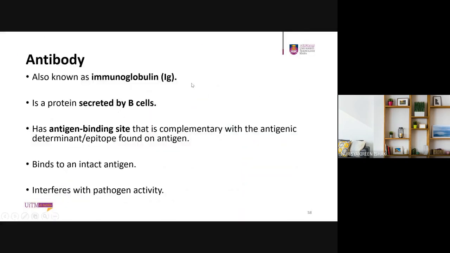So kita tengok last istilah ni, antibody. Antibody also known as immunoglobulin, Ig. Okay, so dia adalah protein juga. Okay, so it is a protein secreted by B cells. Okay, so has antigen binding site that is complementary to the antigenic determinant or epitope found on antigen. Okay, so binds to an intact antigen, interferes with the pathogen activity.